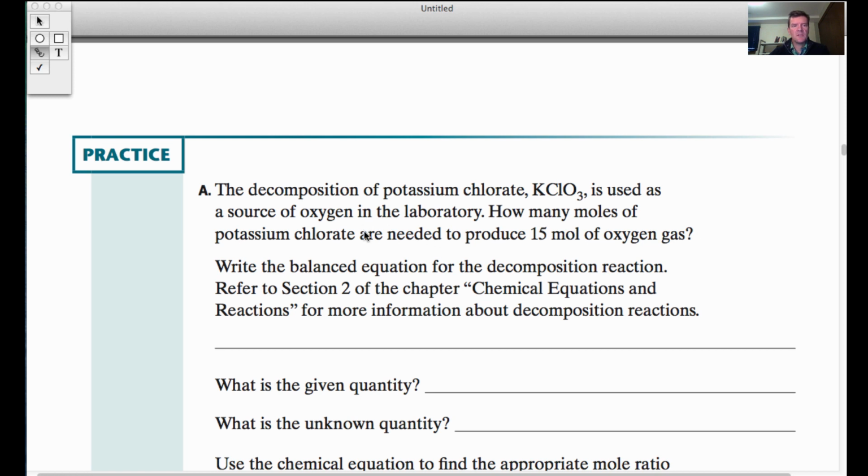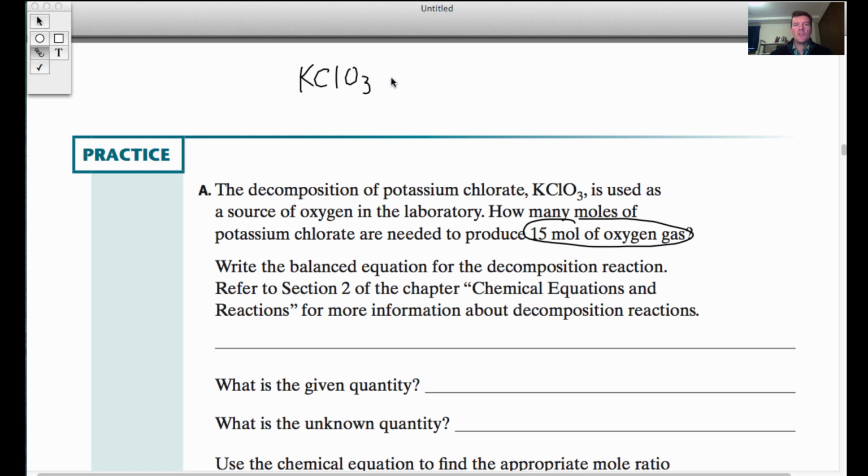Alright, this one here. Now, this is a little more involved because we are given the information in words. So we're going to have to do what we did last chapter and convert the words into a chemical equation, balance it, and then answer the question that we are being asked here. Okay? So it says the decomposition of potassium chlorate, KClO3, is used as a source of oxygen in the laboratory. How many moles of potassium chlorate are needed to produce 15 moles of oxygen gas?